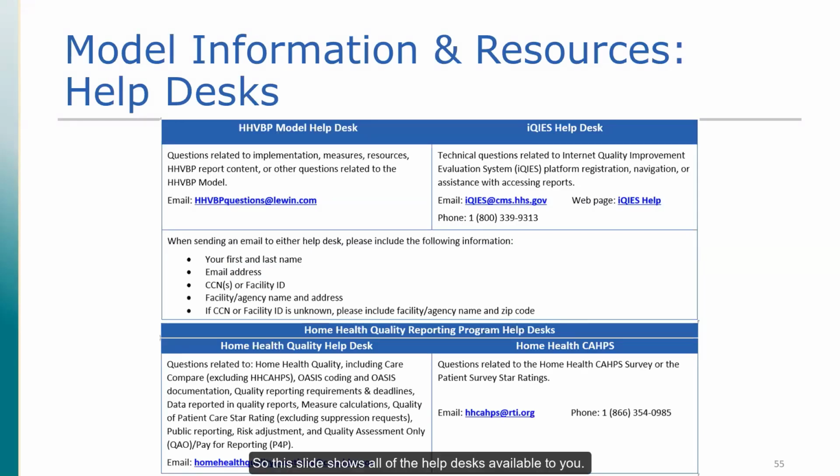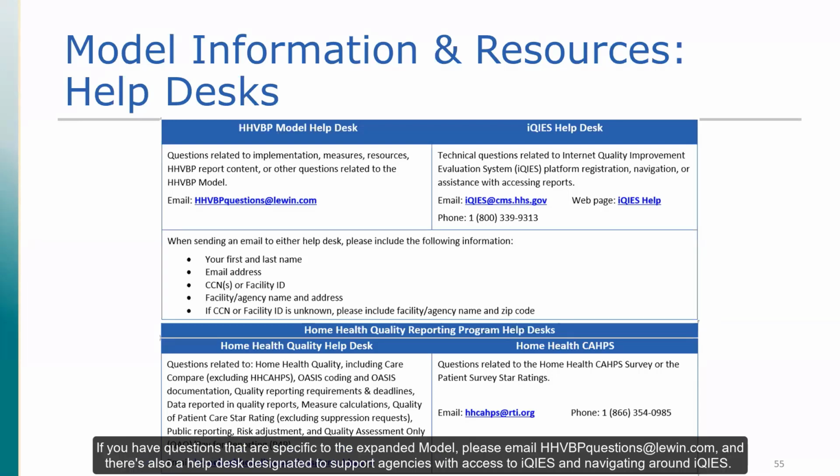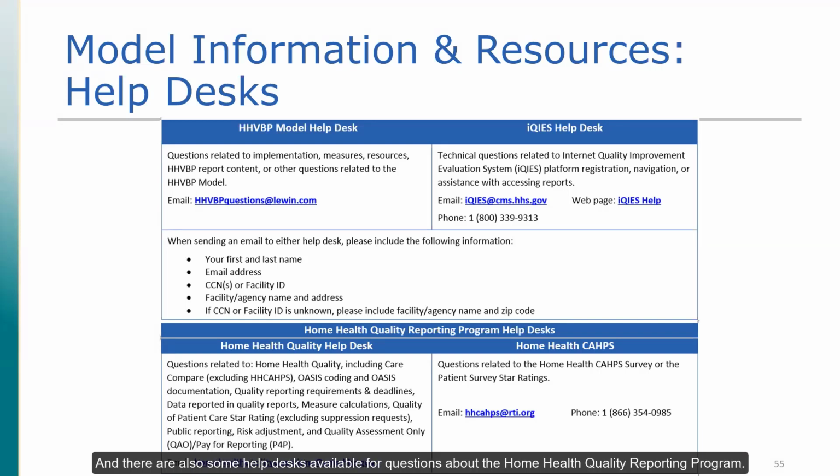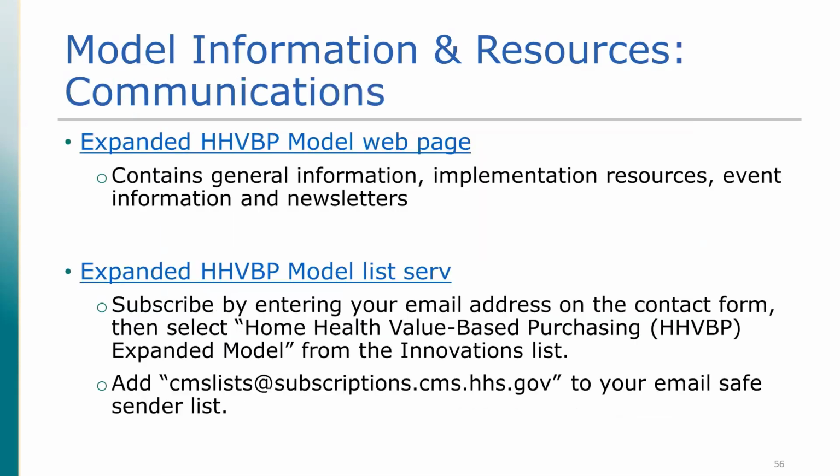So this slide shows all of the help desks available to you. This table is also in the FAQ, so you can easily reference it in that document as well. If you have questions that are specific to the expanded model, please email hhvbpquestions@lewin.com. And there's also a help desk designated to support agencies with access to iQIES and navigating around iQIES. And there are also some help desks available for questions about the Home Health Quality Reporting Program.